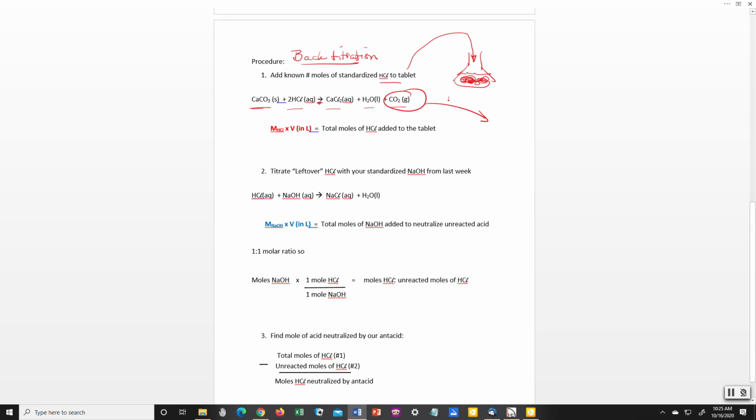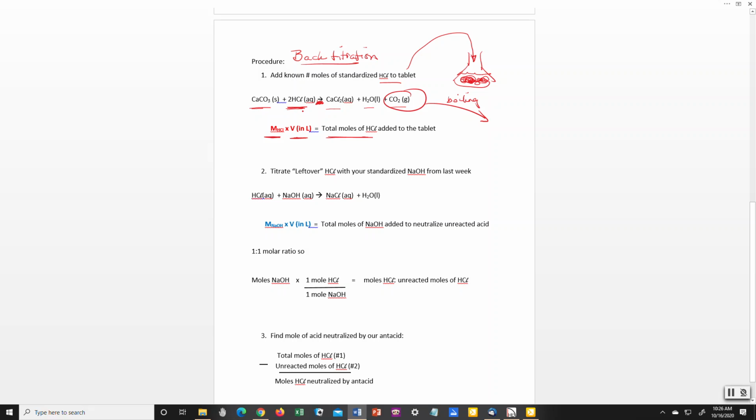We're going to be boiling this solution and getting rid of the carbon dioxide. If you get rid of the carbon dioxide, release it as gas, then you can't have a reversed reaction, and we won't have reforming of any acid. All right, so mathematically, the molarity of the acid, which Mr. Proetta will have figured out, times the volume, and you're all going to be using the exact same volume of hydrochloric acid, will give you the total moles of hydrochloric acid that you add to the tablet right at the beginning.